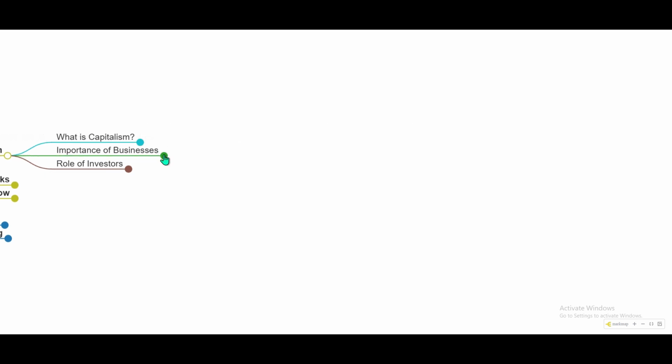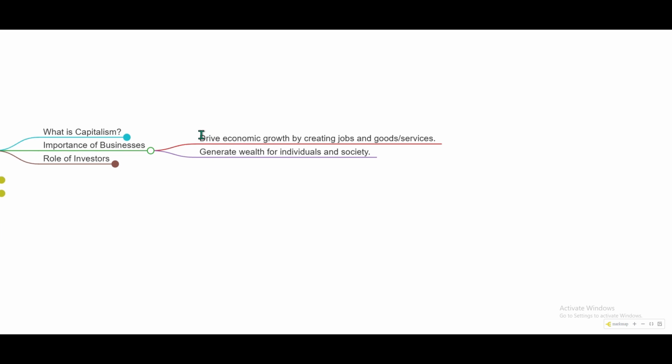Then what is the importance of businesses? The importance of business is to drive economic growth by creating jobs, goods and services, and to generate wealth for individuals and society, especially those individuals who are creative, innovative, and hardworking. For those people, businesses try to generate more and more wealth.